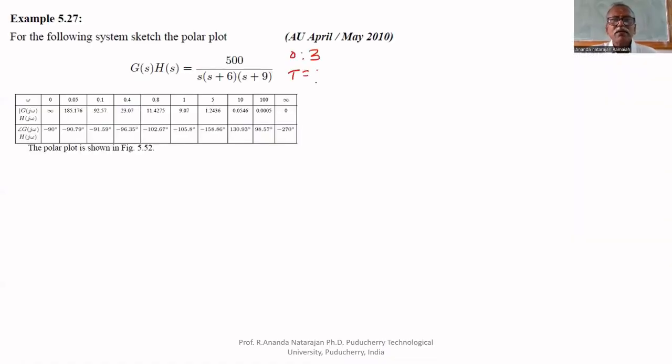Third order, type number 1. We know the plot. What is the rough plot? The rough plot starts at minus 90 and ends at 270. This is the plot for a third order type 1 system.